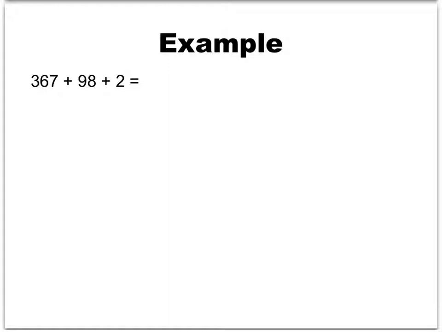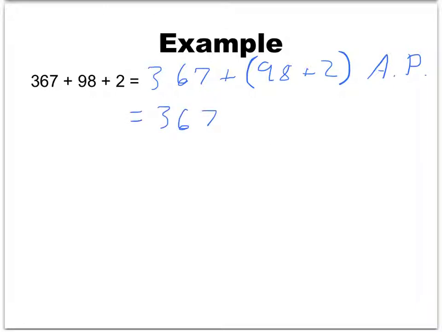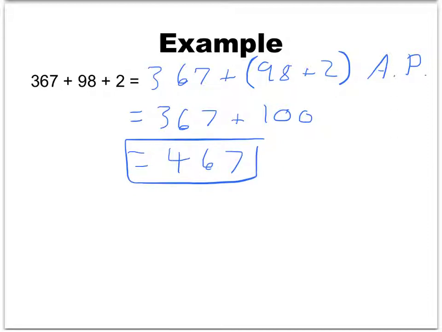So what we can do is rewrite this and say this is equal to 367 plus 98 plus 2, but now let's put the 98 plus 2 in parentheses. When we put things in parentheses like this, we're using the associative property. The associative property says that we can group things however we want. Okay. Now, let's do this arithmetic. 98 plus 2 is just 100. And then 367 plus 100, well, that's easy to do. That's just 467. And so there's our answer. So the associative property allows us to group things however we want so that we can simplify our arithmetic.